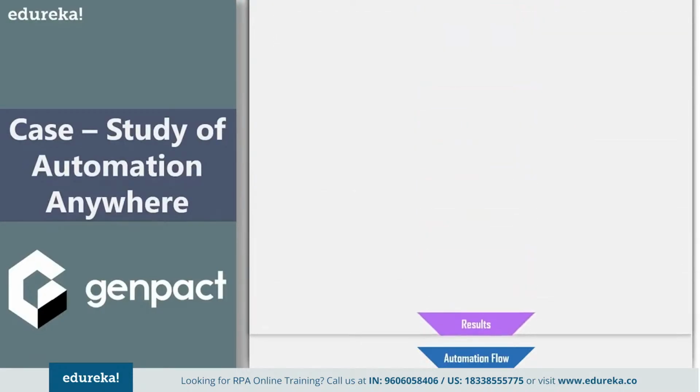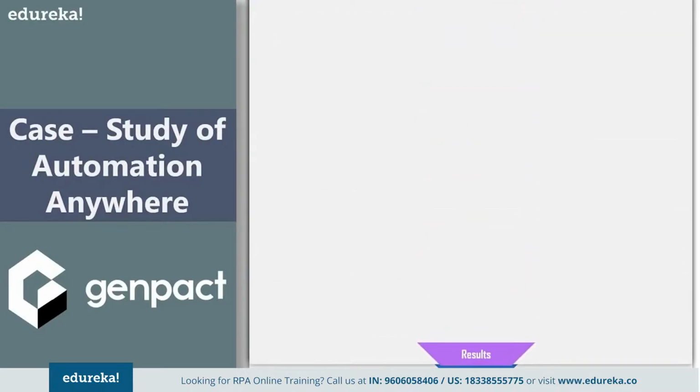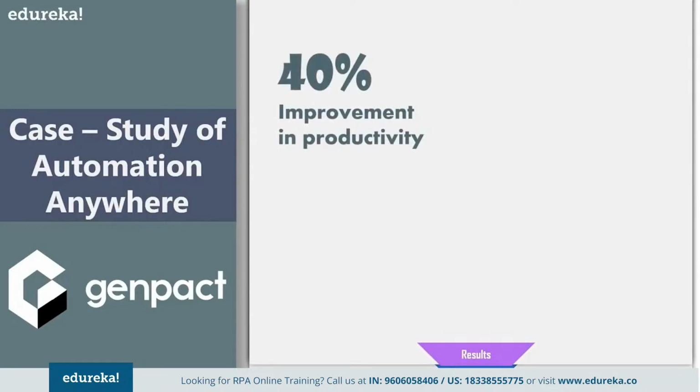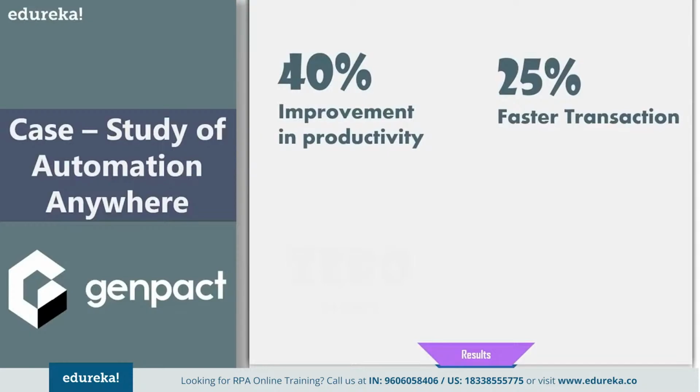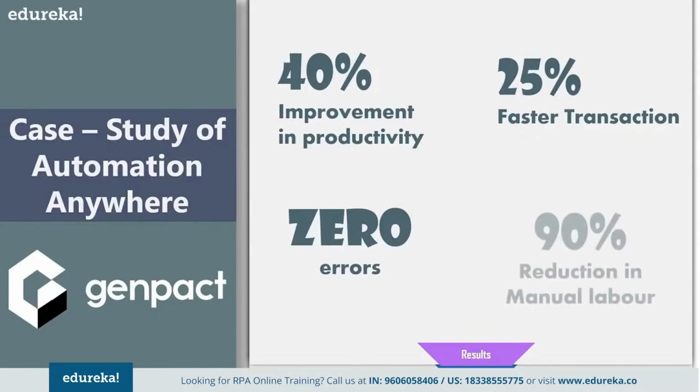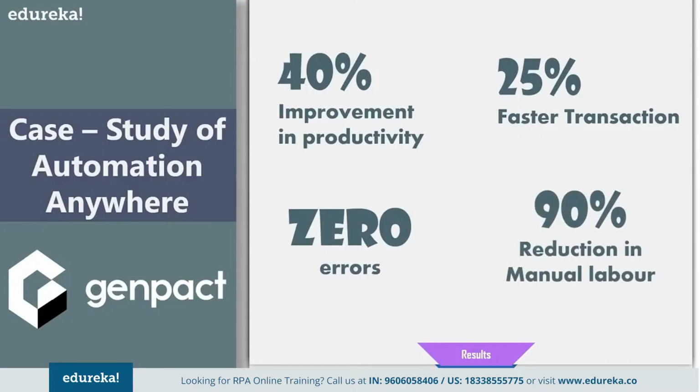Now moving on to the results of this particular solution, the results observed are quite good. There was a 40% improvement in productivity, and a 25% increase in the speed of transactions. There were zero errors caused, as people would not do anything manually, so there were fewer chances of errors, and 90% of manual labor was reduced, right? So this is quite a good number, guys, when you observe. Looking at such results, I'm sure you would be excited to learn Automation Anywhere.